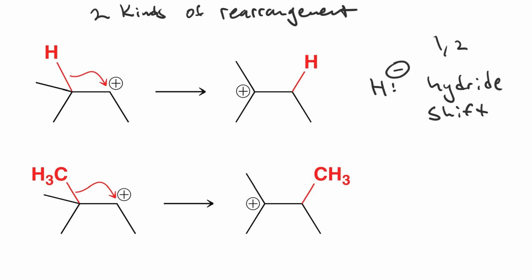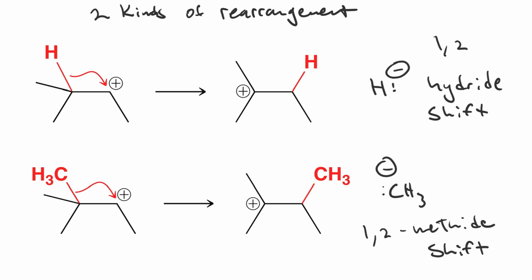But it doesn't have to be a hydride. If you don't have a hydride available, you can do the same thing with a methide ion. That's a CH3 with a lone pair and a negative charge. So down below, we have that methyl group shifting from the carbon on the left to the carbon on the right. That shifts the positive charge from the carbon on the right to the carbon on the left. And we call this a 1,2 methide shift, or just a methyl shift.